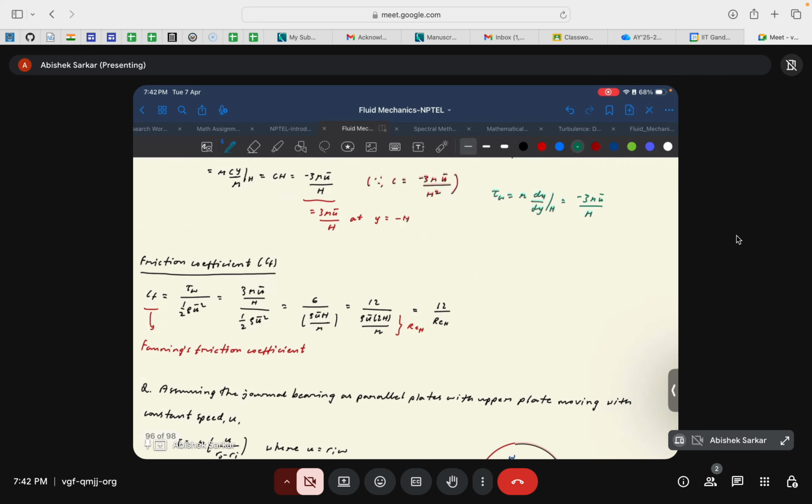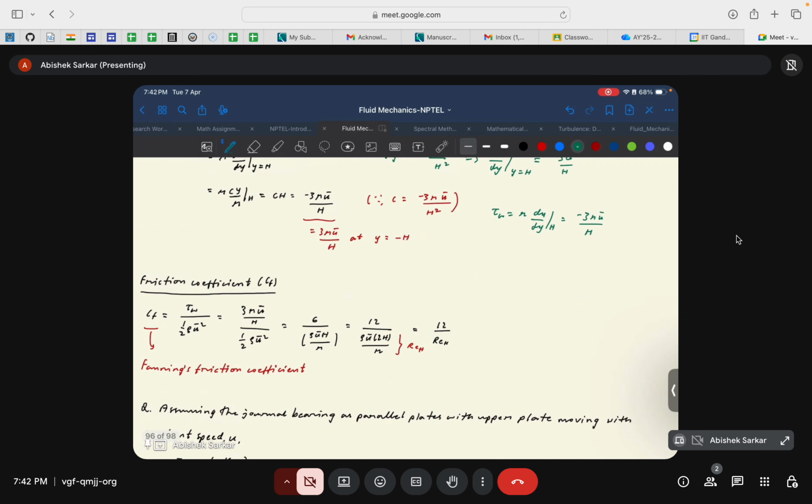So the final part is the friction coefficient, which is basically the ratio between the shear stress at the wall and the kinetic energy. So we have tau wall equal to minus 3 mu u bar by h, or, if you take y equal to minus h, you can get a positive value, just for simplification: 3 mu u bar by h. And the kinetic energy is half rho u average square, in terms of the average velocity, which makes much more clear sense.